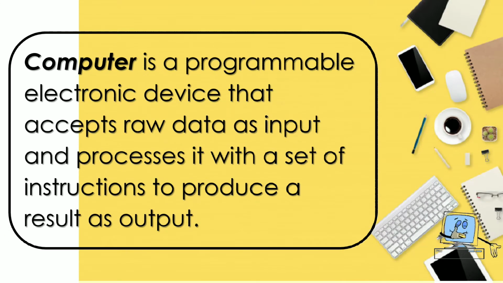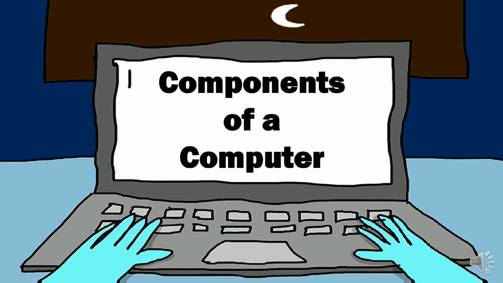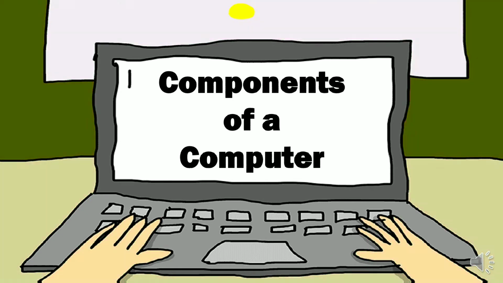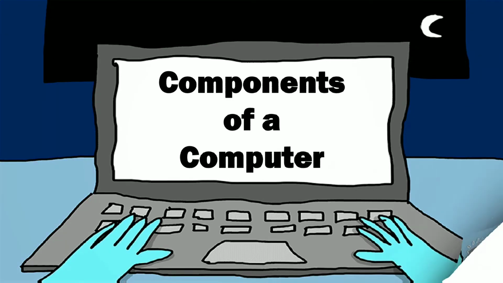Computer is a programmable electronic device that accepts raw data as input and processes it with a set of instructions to produce the result as output. A computer is also designed to execute applications and provide a variety of solutions through its integrated component, the hardware and software. As mentioned, computer has two components, the hardware and software. Now, let's differentiate the two.